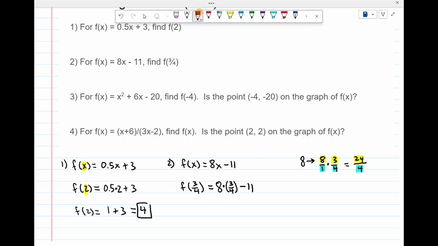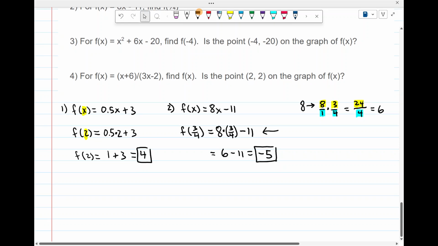Now here I should simplify, and 24 is divisible evenly by 4. 24 divided by 4 is just 6. So this is going to be 6 minus 11, which is equal to -5. And again, you probably could just put all of this in your calculator at the very beginning.